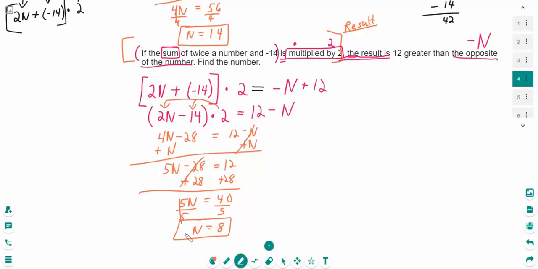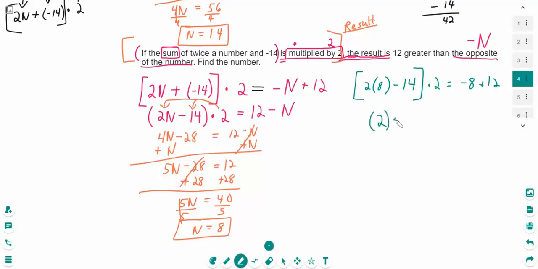Right? Great, a nice number there, 8. Let's plug that in and just make sure that that actually works out. So let's check it. So we have 2 times now an 8 instead of an n, minus 14, right? And all of that quantity, that sum, is being multiplied by 2, equals this negative n, which we will say is a negative 8, plus 12. So 2 times 8 is, and actually I could do the inside of the brackets first now. 2 times 8 is 16. 16 minus 14, well, that's a 2.